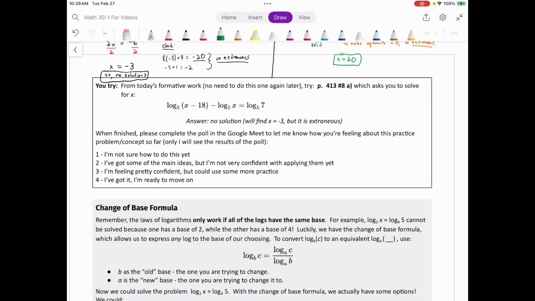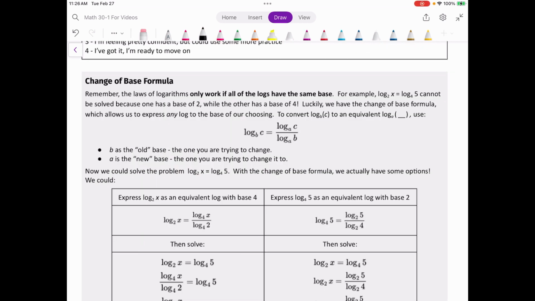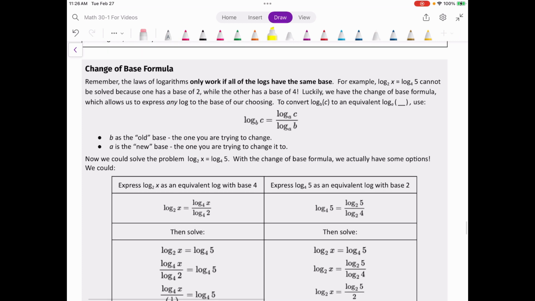All right, so there is one more formula we can use. It is on your formula sheet. It's called the change of base formula. As the name suggests, it lets us change the base of a logarithm. Why would we want to do that? Well, remember, the laws of logarithms only work if all of the logs have the same base, right?